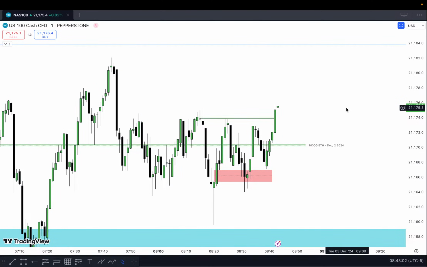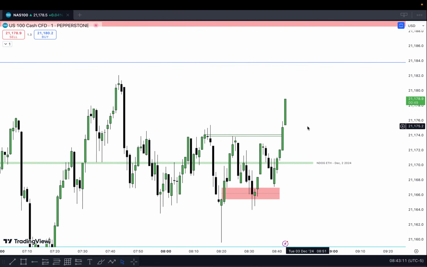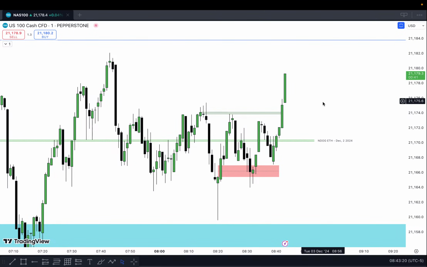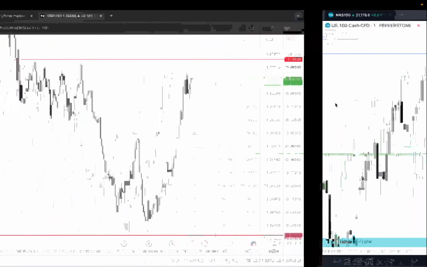US 100 looking bullish to me for this 21,184. If it gives me entry at this institutional order flow entry drill here, it's all good. It already gave me entry at this market structure shift fair value gap, but I was explaining a bit to the viewers, so I missed it.